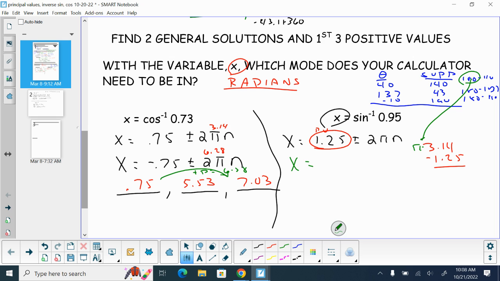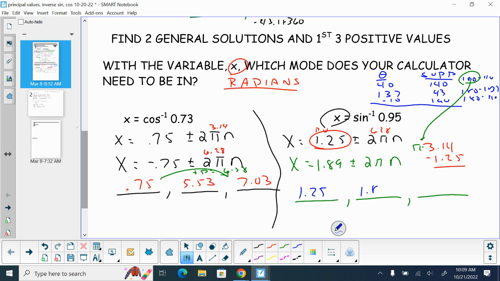So our second general equation will be what? 1.89 plus or minus 2 pi n. First three positives. Okay, if I subtract this 6.28 from both of these, I'm going to throw myself into the negative world. 1.25 minus that, 1.89 minus that, I'm going to go negative. So I don't need to subtract anything. So I can look at these two values for my first two positives.